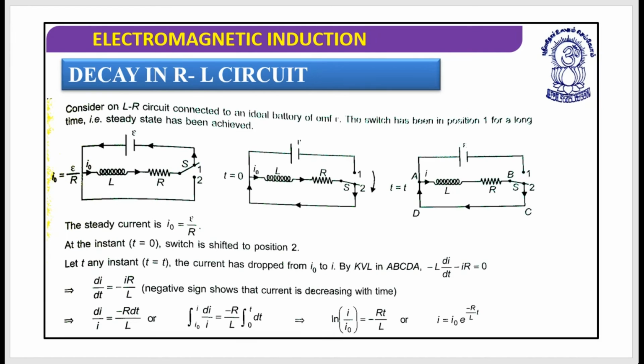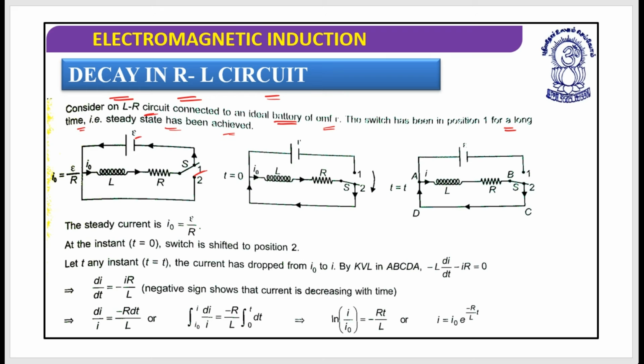Look at what happens if there is a decay in the RL circuit. Let's consider an LR circuit connected to an ideal battery having EMF E, and the switch was in position 1 for a long time. That means steady state has been achieved. This is connected with position 1 for a very long amount of time.